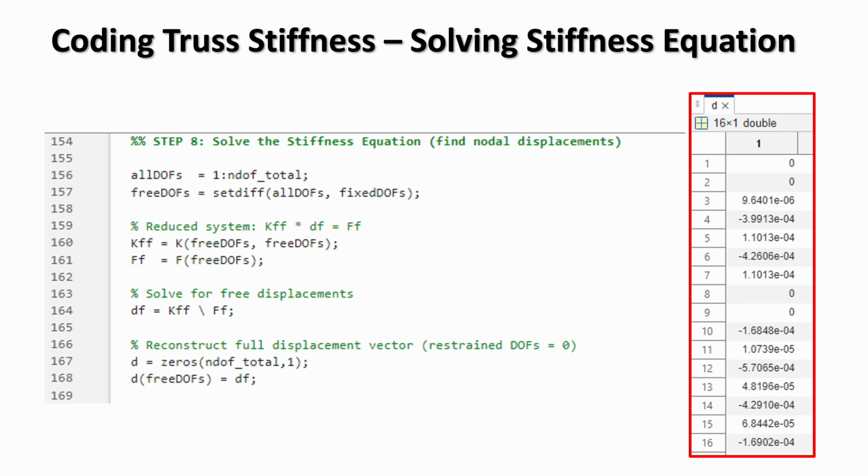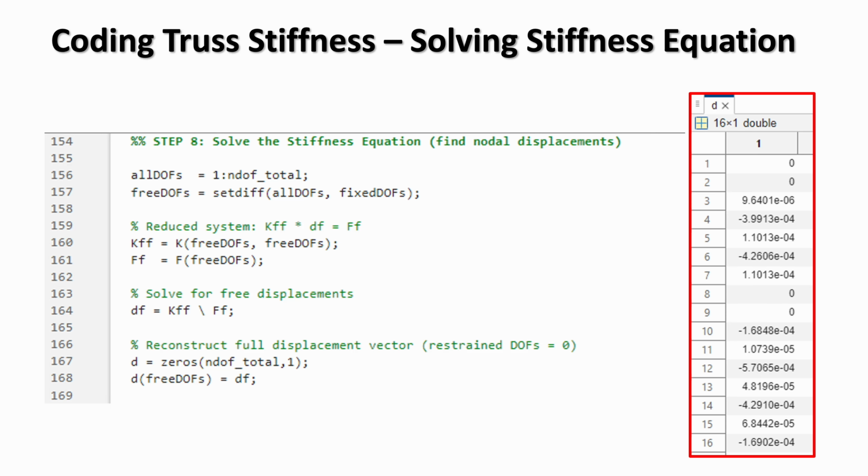We begin by identifying all degrees of freedom in the system and separating them into free degrees of freedom and restrained degrees of freedom, based on the boundary conditions defined earlier. The free degrees of freedom correspond to unknown displacements, while the restrained degrees of freedom are fixed and therefore have zero displacement. Next, we form the reduced system of equations.